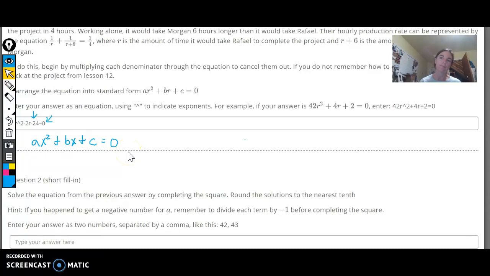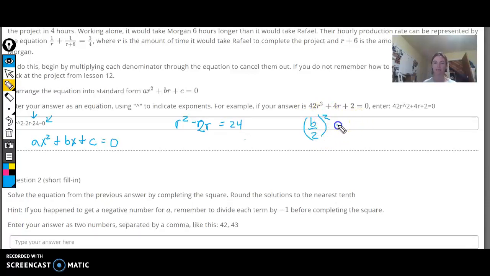Okay, so the first thing that we're going to do when we complete the square is we're going to move that c value over to the other side. So we're going to say that r squared minus 2r equals a positive 24, okay? Now, this is the true completing the square part: we're going to take half of our b value, so b over 2, and we're going to square it.